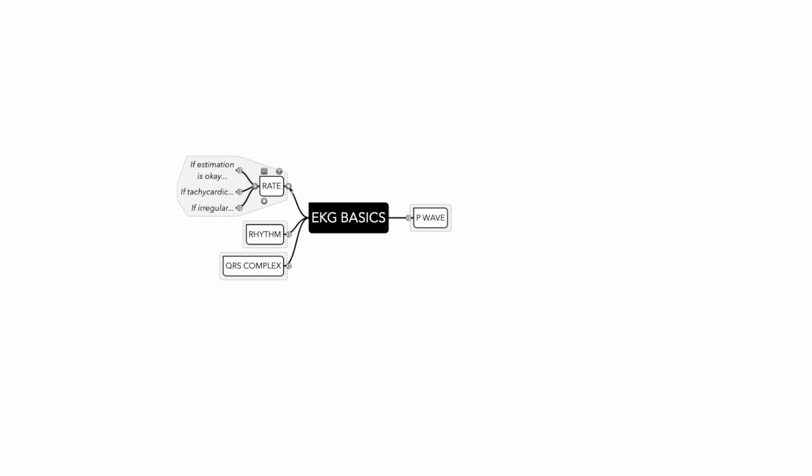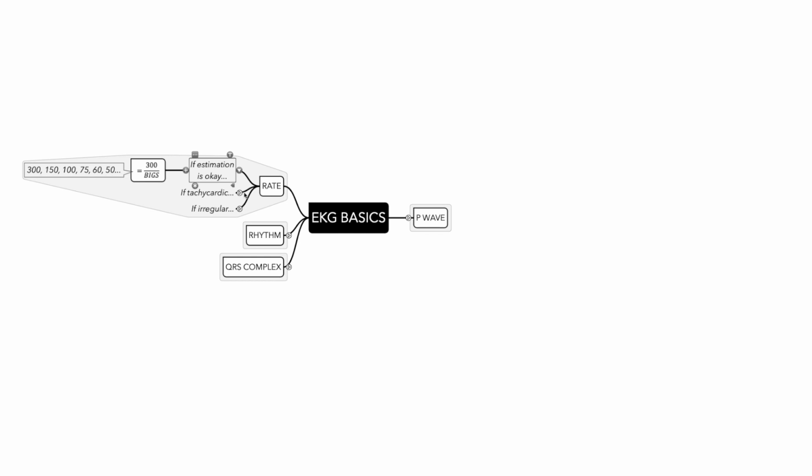So for rate, if estimation's okay, what you can do is say 300 divided by the number of big boxes. So if you have one large box, you would say that that's a rate of 300 beats per minute. If you have two large boxes, you divide that by 2, you get 150, and so on. I think it's worth memorizing at least the first 5 of these so that you can quickly estimate a heart rate. So for example, if you were just to glance at an EKG and you saw that there were 3.5 big boxes, you would know that's about, let's say, 85 beats per minute.